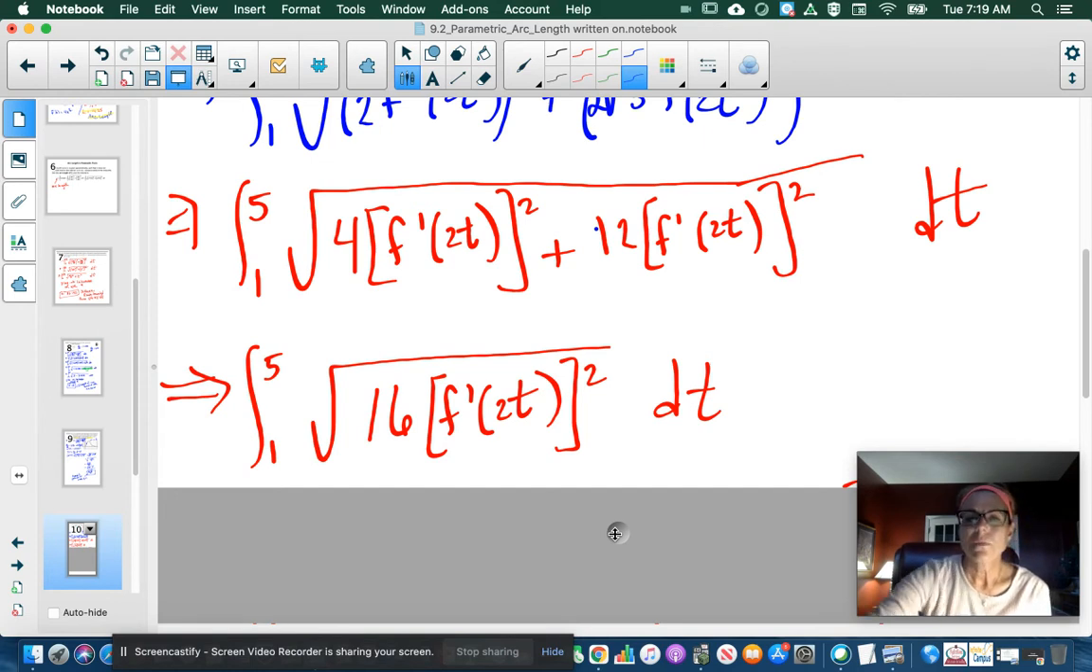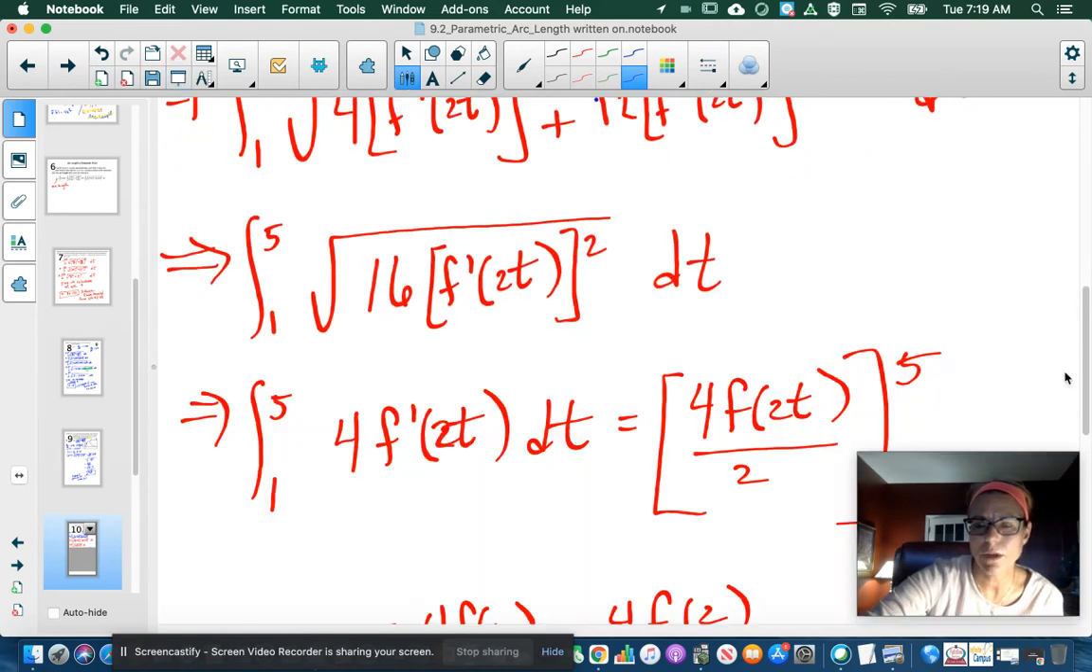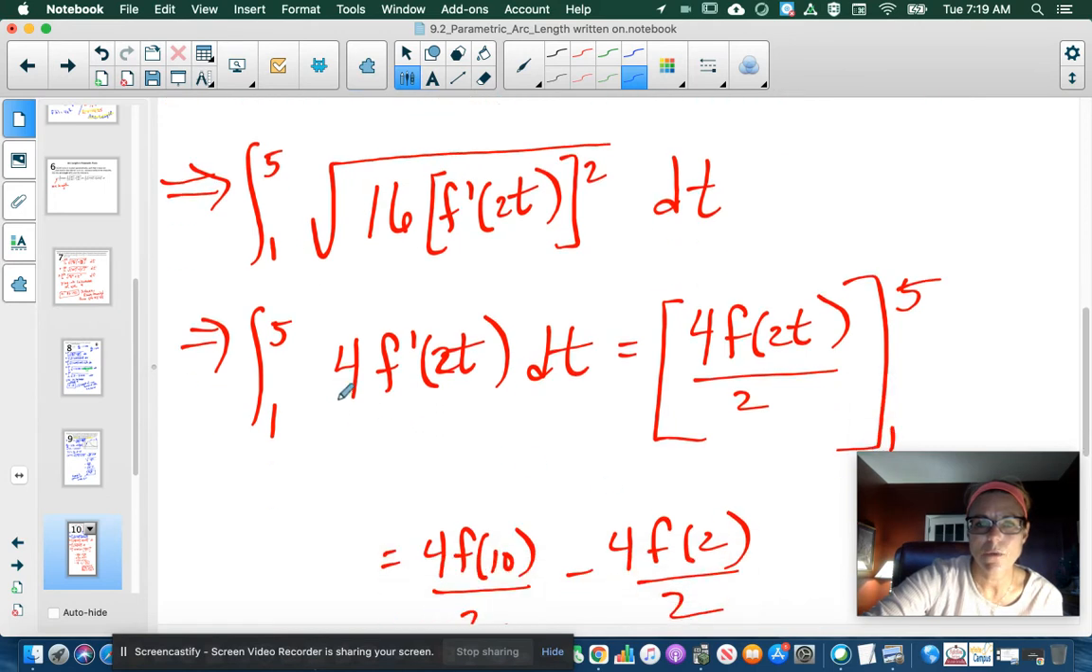And now, if we take a square root of this, this is 4. Square root of this is just f prime of 2t. So let's take this away. That's how I got to this step. And if I integrate this, if you integrate a derivative, you get back to your original, constant stays. By the chain rule, I have to divide by, it'd be like u substitution in this case, you'd have to divide by the derivative of the inside, which is 2. And that's exactly what I'm doing there.